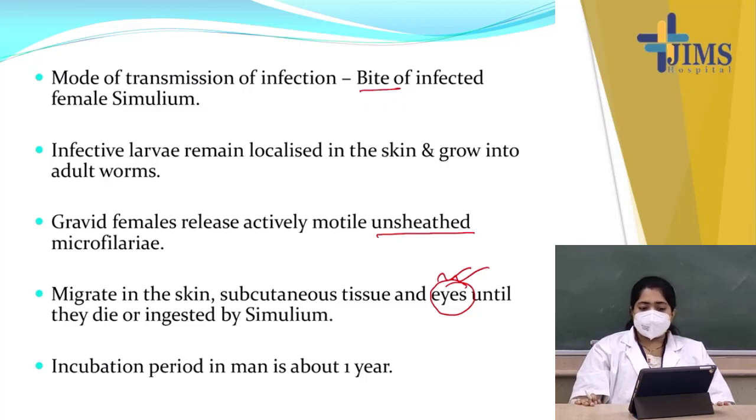So what we see here, when the infected Simulium bites a human being, this larva remains localized in the skin and grows into adult worms. They do not invade the bloodstream or the organs. So they remain subcutaneous and grow into adult worms. And when they grow into adult worms, the male fertilizes the female, and the gravid female releases unsheathed microfilaria. Now this unsheathed microfilaria migrates in the skin and the subcutaneous tissues and eyes until they die or are ingested by the Simulium black fly again. So the cycle is repeated. The incubation period in man is about 1 year.